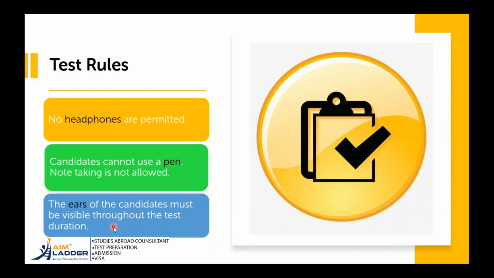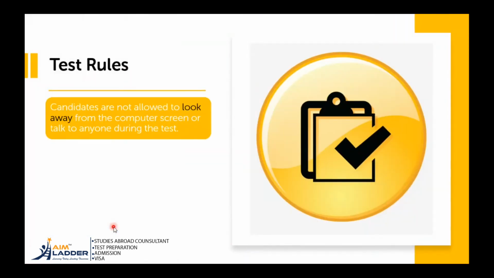They cannot look here and there, and that is basically the next rule as well. Candidates are not allowed to look away from the computer screen or to talk to anyone during the test. They will have to sit in a well lit room, so the light is very clear, and they have to constantly look at the computer. And well, the time duration of the test is such that they'll not really find time to look away from the computer as well, but they have to make sure that they're not looking anywhere else and they're not talking to anyone, of course.